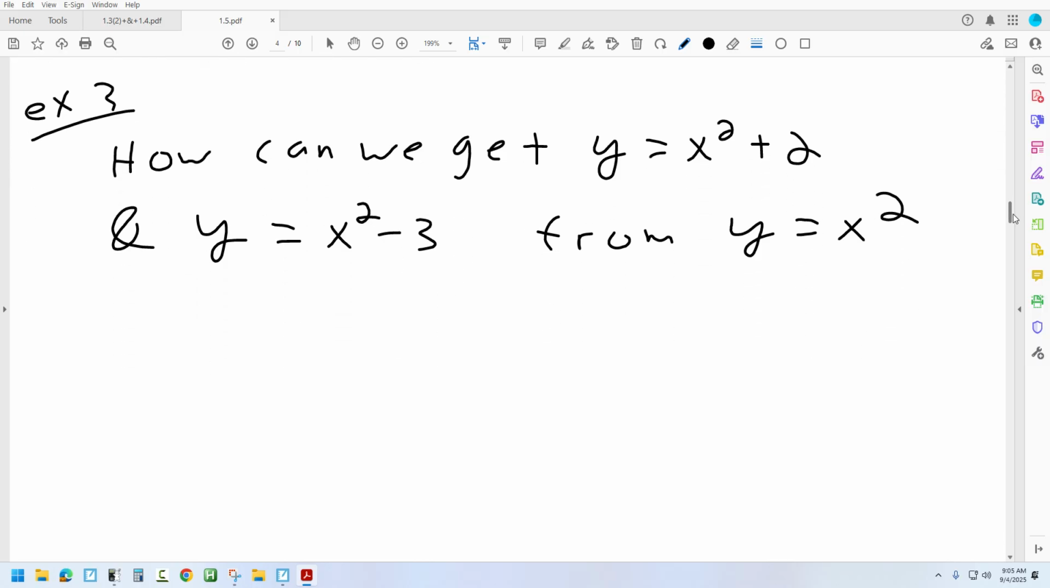All right, let's look at these two. This time the arithmetic operation is different. It's adding and subtracting. It's not multiplying. And it's on the end of the function. Does anybody have a guess what the +2 is going to do? And again, we're always comparing it to y equals x squared. All right. What do you think the +2 would do to y equals x squared?